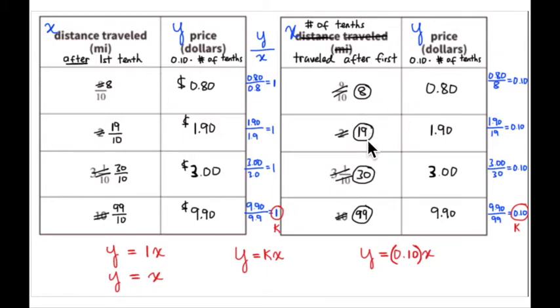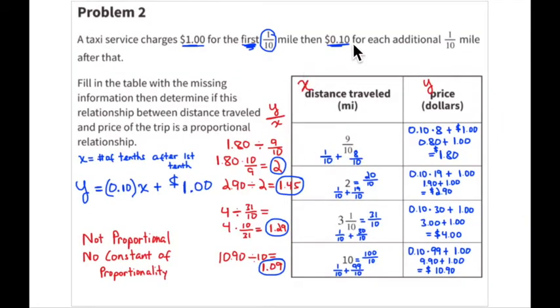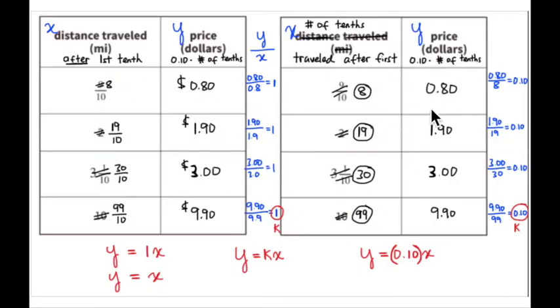This is 19 tenths for 19 tenths miles. This is 30 tenths for 30 tenths miles. And this is 99 tenths for 99 tenths miles. So this is the number of tenths. And this is what the text says. The text says it's 10 cents for each additional 1/10 of a mile. So I counted 1/10 miles. And over here, this is the price that you pay.